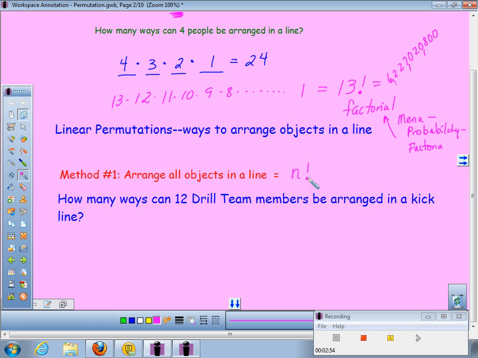So actually, I should have read down here. I asked you, how many ways can 12 drill team members be arranged in a kick line? It's going to be 12 factorial, and it's going to be a very large number because we just discovered 13 factorial is huge. Say that again. 479 million. Okay. So only 479 million.